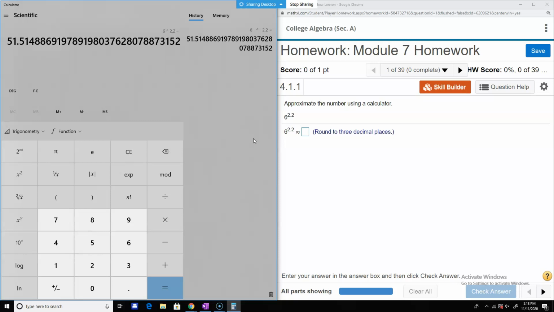This is most likely an irrational number, so that means the decimals will go on forever and ever, and the computer's memory just limits how many it's able to display. So 3 places, that means 51.514, and then we have to look to the 4th place to round it. If it's a 5 through 9, we're going to round up, and if it's a 0 through 4, you keep the number as is. Because this is an 8 after the 4, we're going to enter 51.515 in this example.